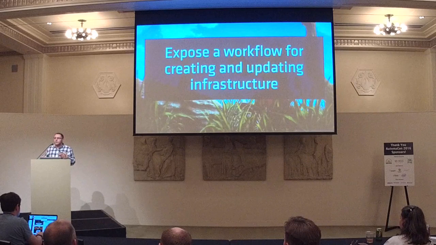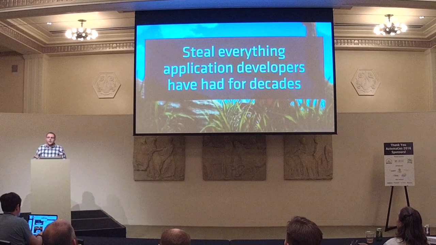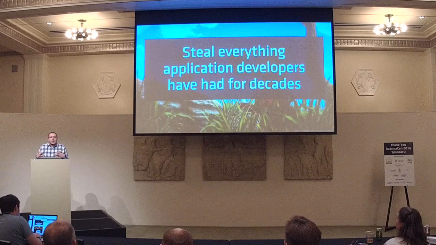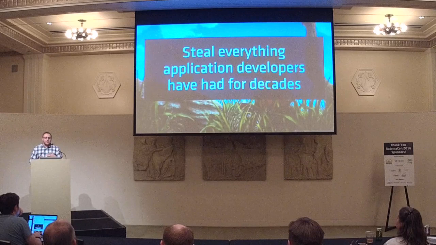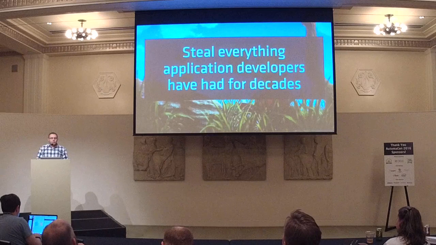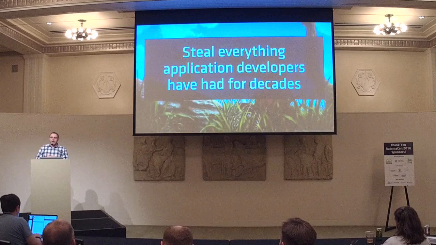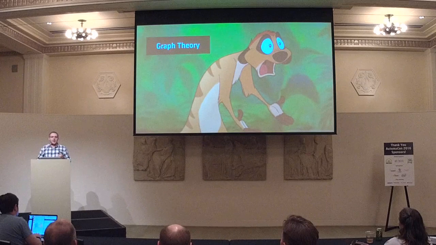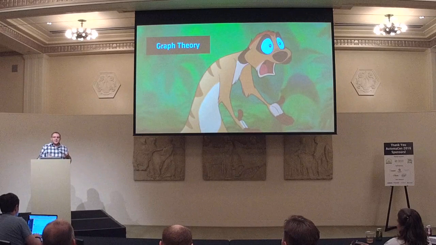And then lastly, and probably most importantly, is to steal everything that application developers have had for the past 50 years. So things like source control, code review, CI, continuous integration, continuous delivery, the ability to collaborate on changes, to see changes before they happen. All of the things that application developers have been bragging about and using for years, we want to bring to infrastructure management. And it turns out that that's a really hard problem. You can't just wake up one morning and be like, I am going to solve all of the computer science problems. Some people try. And it turns out that you actually need a solid foundation in mathematics in order to solve this problem. So the last talk really set me up for this graph theory thing. I'm going to talk a little bit about graph theory, and I'm going to talk about why.